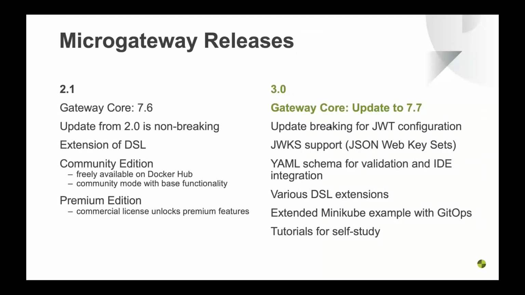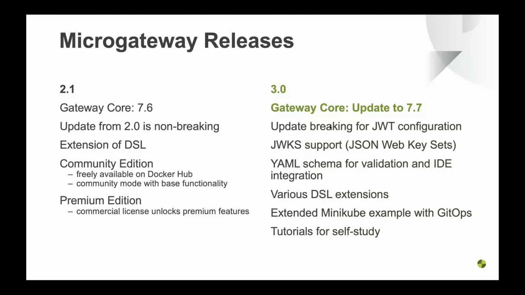To give you an overview over the recent microgateway releases, 2.1 was released in July, and 3.0 was released now in the beginning of November. As I mentioned, the core security component is shared with the gateway. So 2.1 is still on gateway 7.6 and 3.0 now is on 7.7.